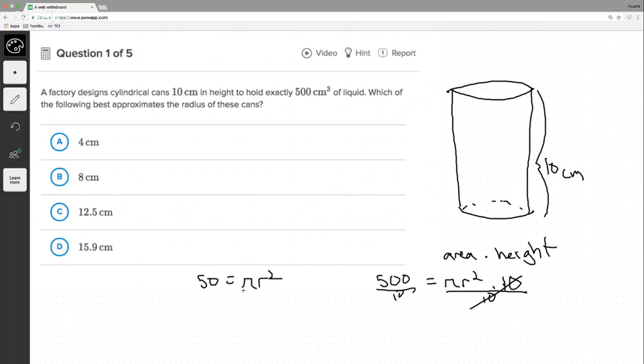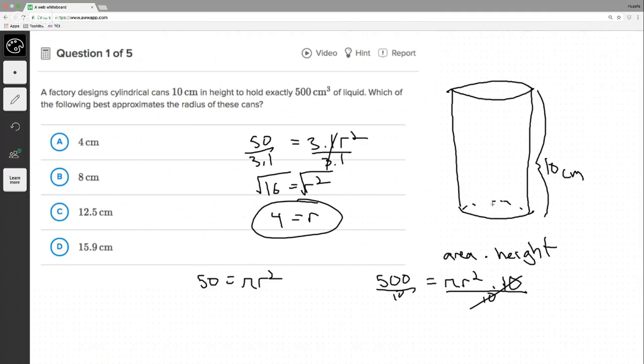So we'll say this is really, let's write it up here: 3.1 r squared equals 50. Divide both sides by 3.1. Let's just say it's approximately 16 equals r squared. This means that then we have to take the square root of both sides to solve for radius. Square root of 16 is 4. So this is about what we should be getting for this radius over here. It should be about 4 according to this formula.